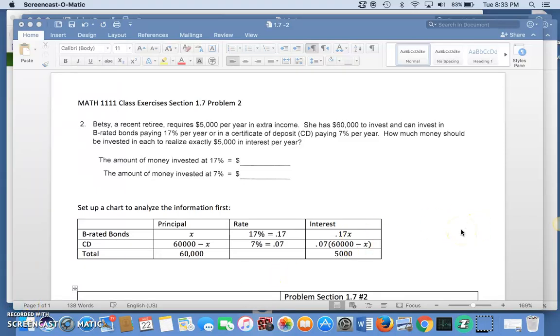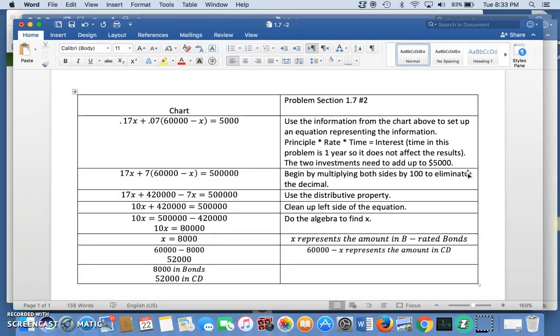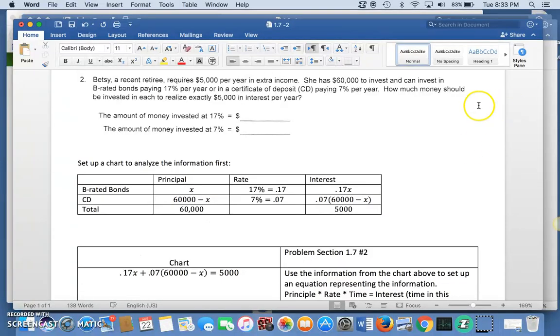Okay, problem 2, section 1.7, another word problem. This is dealing with kind of an interest problem, and you're dealing with principal, rate, and interest. Actually, your formula is principal times rate times time equals interest, but everything right here is dealing with a year, so your time won't come into play quite as much.